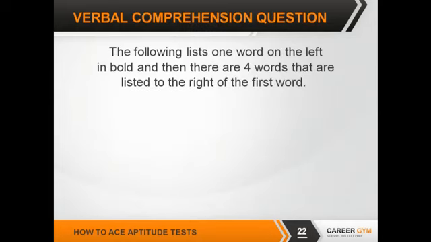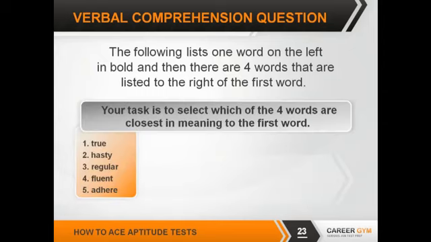Right, let's take a look at an example. So let's start everyone off simply. Verbal comprehension. Remember, this is the lower level of verbal reasoning assessment. The following lists one word on the left in bold, and then there are 4 words listed to the right of the first word. Your task is to select which of the 4 words is closest in meaning to the first word.